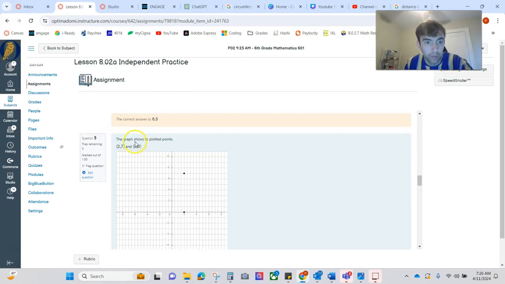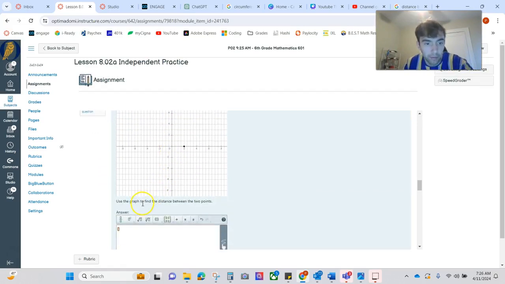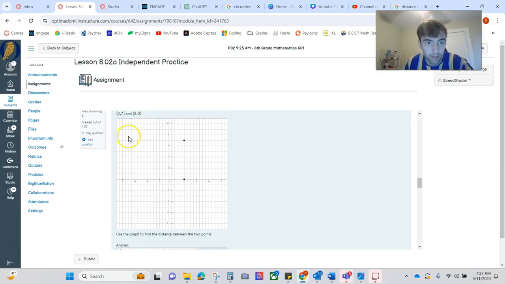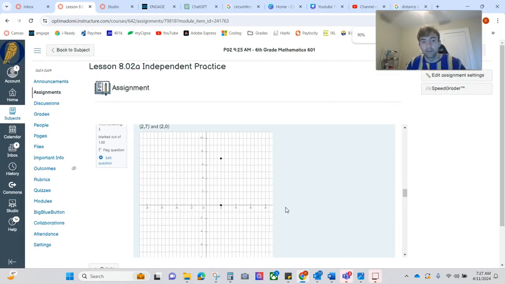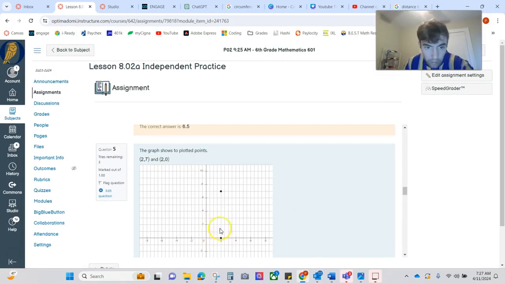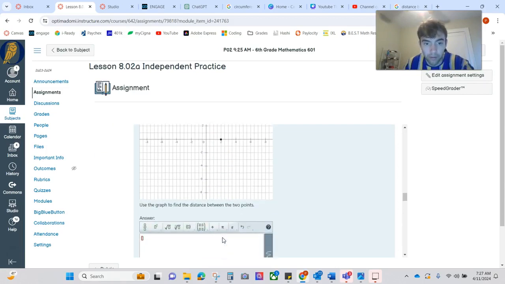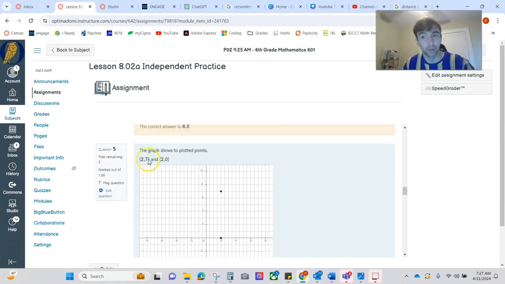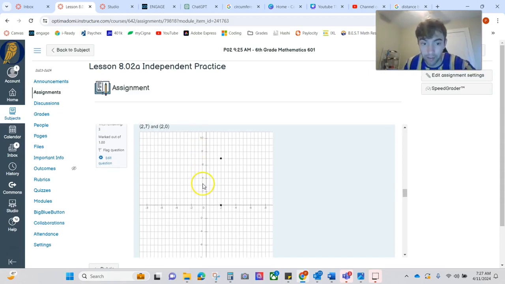Question 5. The graph shows the plotted points. Use the graph to find the distance between the 2 points. So we have 2, 7 and 2, 0. How far away are these points from each other? Since we don't have decimals, just integers smaller than 10, I can use my fingers in this graph to help me. So let's count the distance. 1, 2, 3, 4, 5, 6, 7.